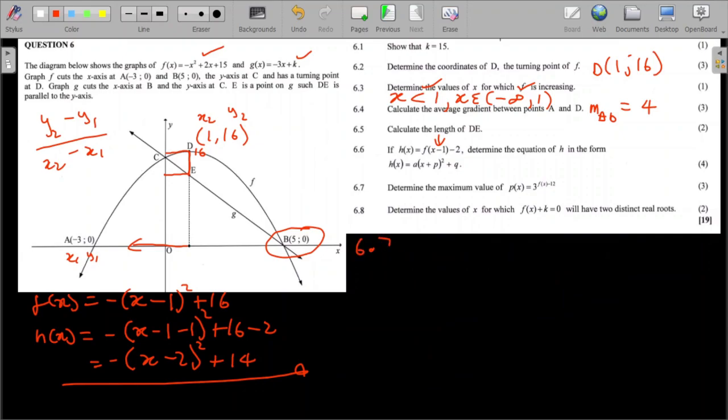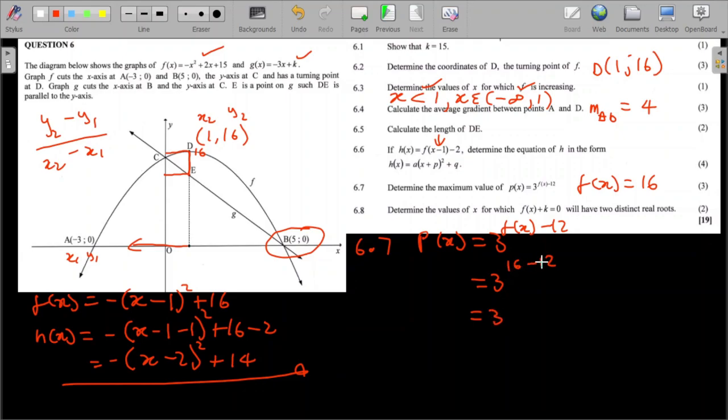Now 6.7, they are saying determine the maximum value if p of x is equal to 3 of f at x minus 12. Now I'm going to ask you a very, very important question. What was the maximum value of f at x? The maximum value of f at x here, which is this point, which is our maximum value here, is what? It is 16. So if my maximum value here is 16, in order for me to get this maximum value that is happening here, it is going to be 3 into my maximum value here, which was 16, minus this 12 here.